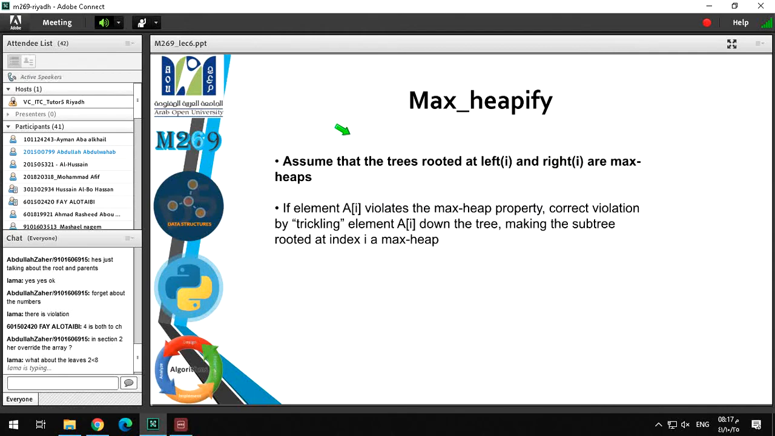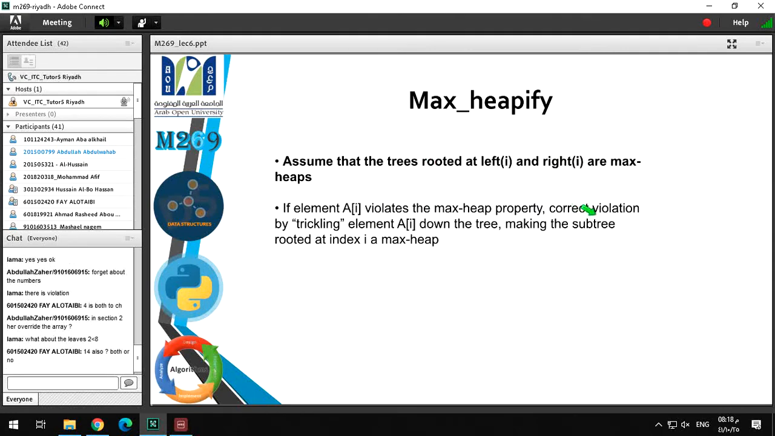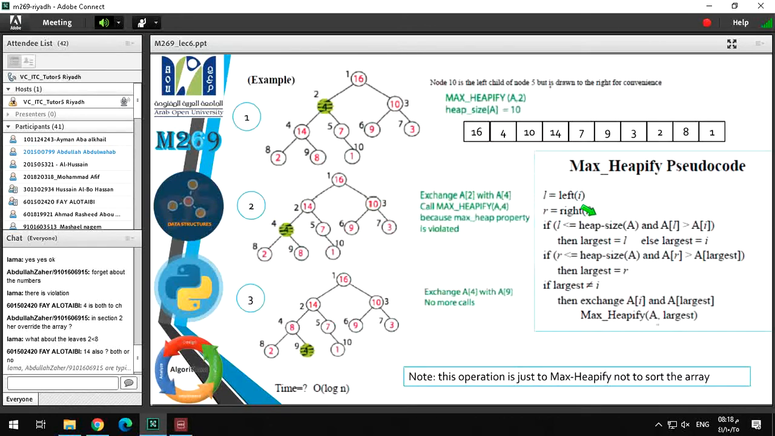See here. If element A i violates the max heap property, correct the violation by trickling elements down the tree. You got it? So we have to bring the element that is violating the rule down to the bottom of the tree. It's not necessary to be the last element. It might be somewhere in the middle.